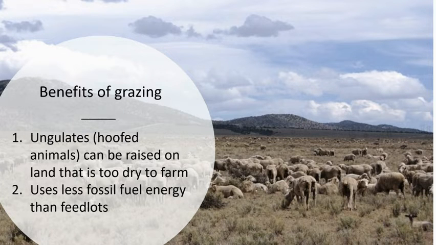So what are the benefits of having the cattle grazing on the rangeland? Hoofed animals like cows and so forth can be raised on land that's too dry to farm, so you don't need to irrigate it or provide water to the animals that are living there. And overall, this uses less fossil fuel energy than feedlots, right? Because the animals are getting their food naturally, and you don't have to provide it to them. You don't have to truck them or move them around. They do all that themselves.